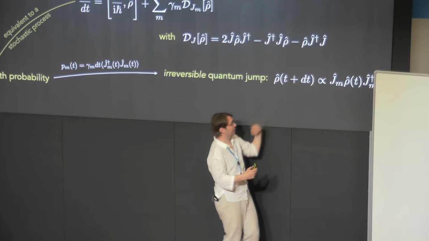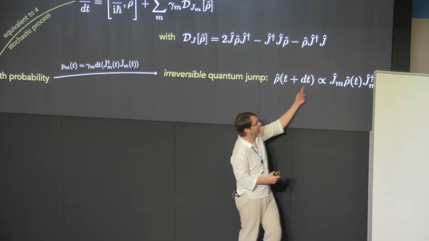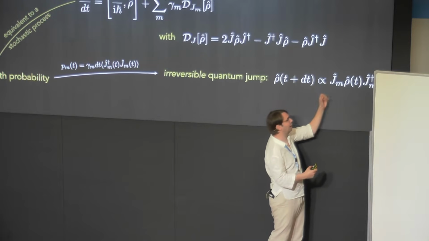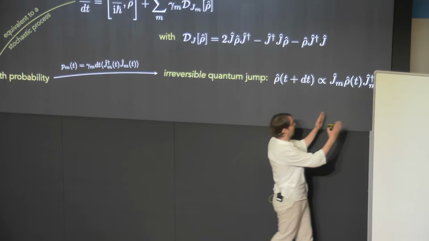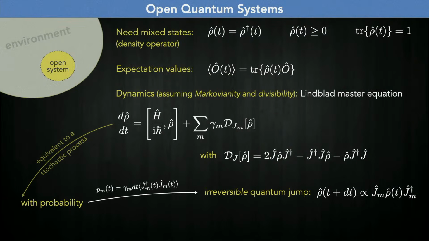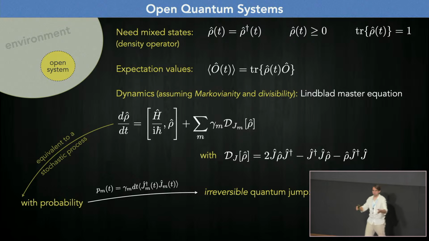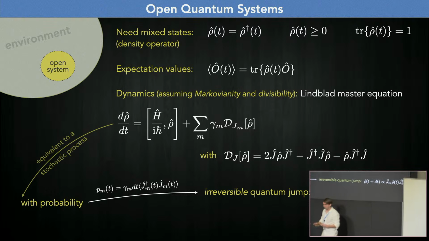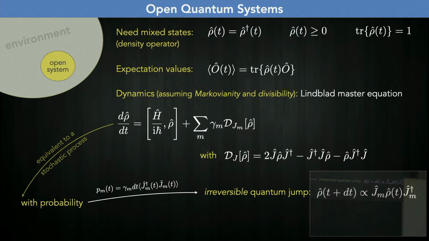So the state at a later time is the previous state where I suddenly apply the jump operators. If this would be a pure state, what I am saying is I just take the jump operator J, and I apply it like that. It's not differential, it's not anything. It's just application of the jump operator onto the vector. That we call quantum jump.